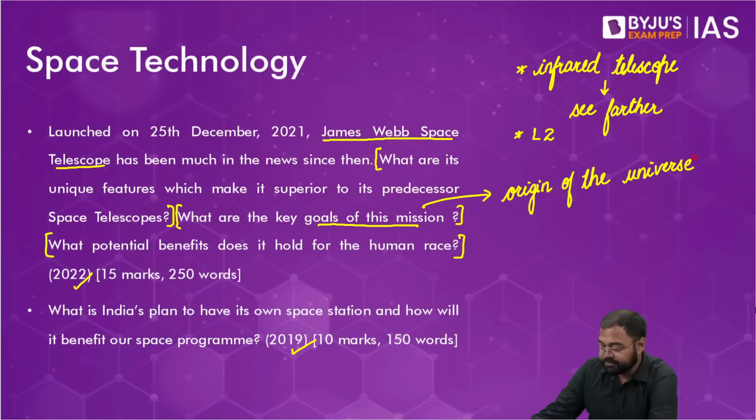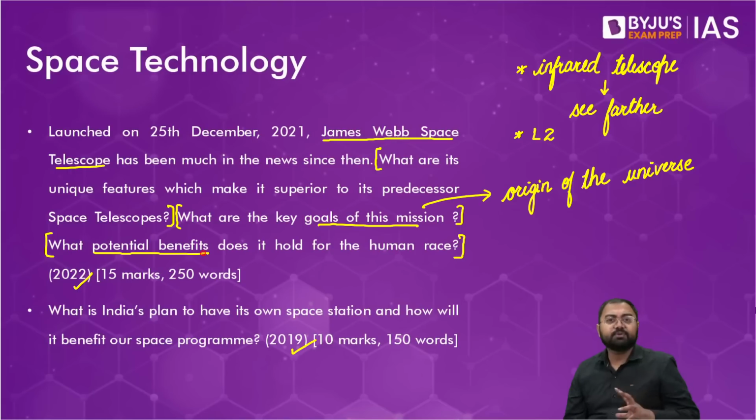So this will basically give us huge advantages, and that is what the third part of the question wants us to answer. What are the potential benefits that it holds for the human race? Now, when it comes to the potential benefits, there are a lot of things that we might know better about the universe. We might know better about the origins of even the earth and the other planets in the solar system.